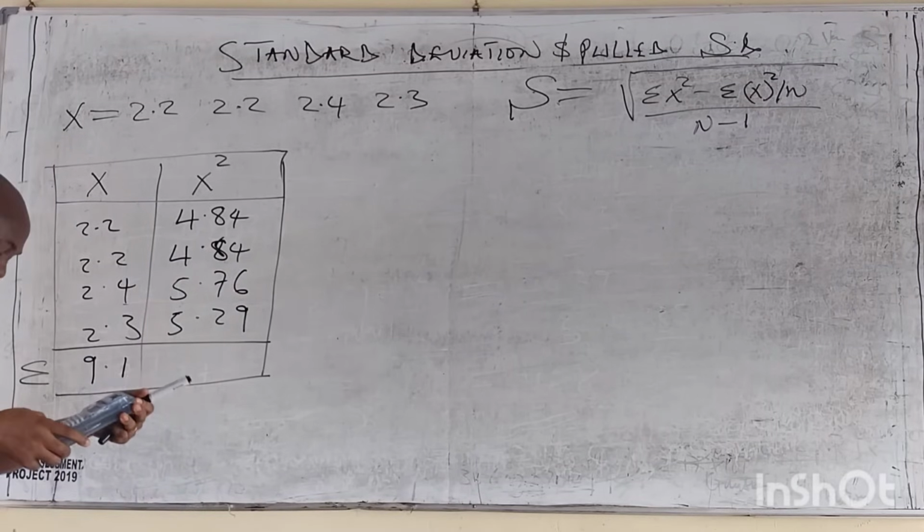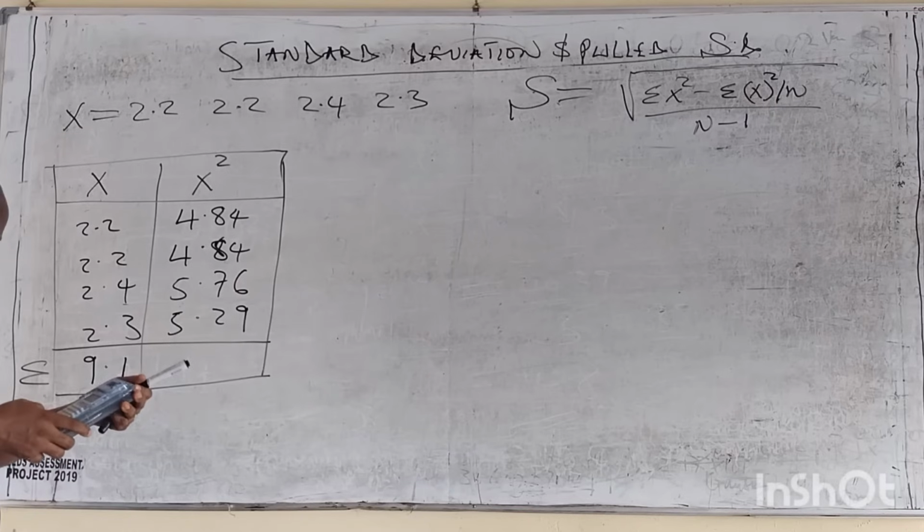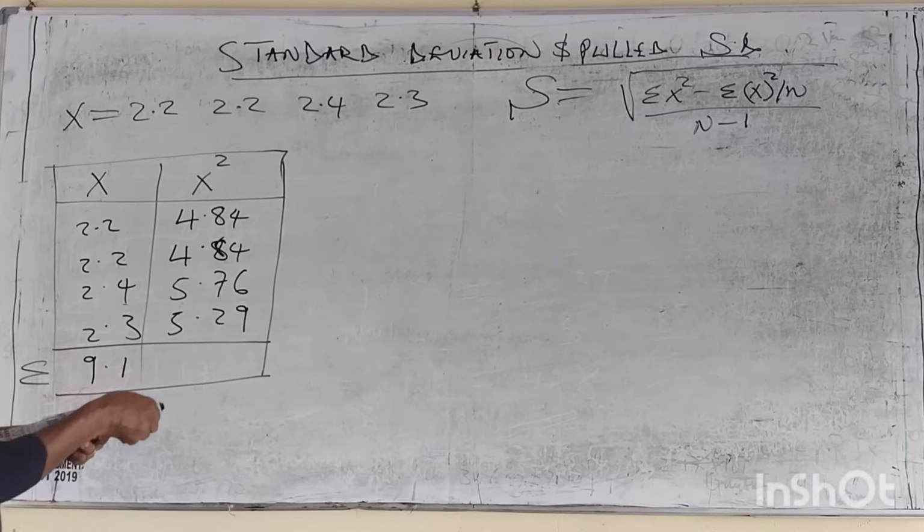I have my 4.84 plus 4.84 again plus 5.76 plus 5.29. This is 20.73.